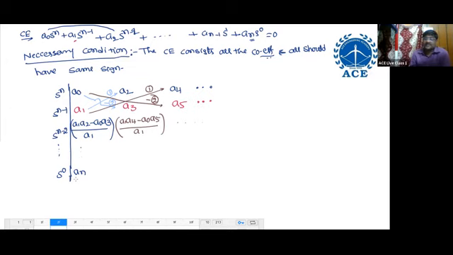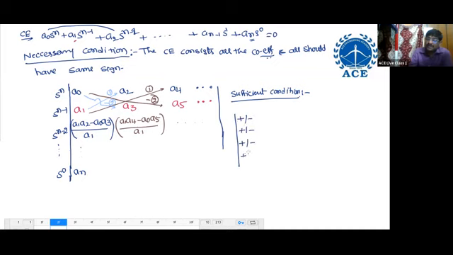Next, when the system is stable, what is the condition? Sufficient condition, or condition for stability. When the system is stable, all the coefficients in the first column should have the same sign. All may be positive or all may be negative. Then we can say the given system is stable.